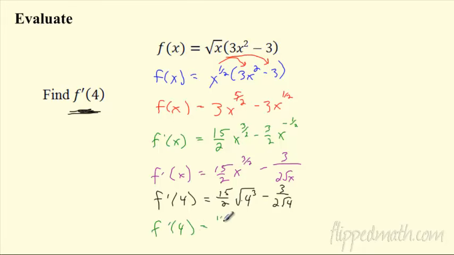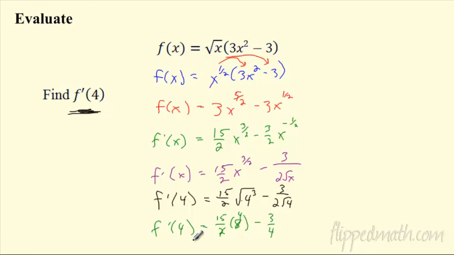So we got 15/2. What is 4/3 square rooted? So 4 times 4 times 4 looks like 64. Square root that, you get 8. And then over here you get 3 over 2 times 2 is 4. So this may not be the friendliest of things. Let's see, that goes like this.